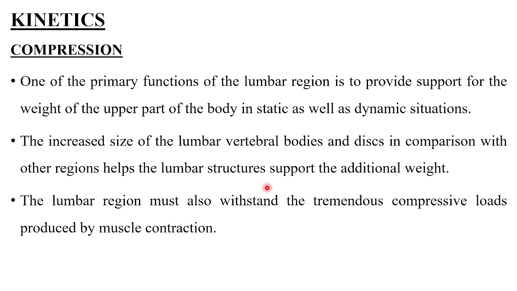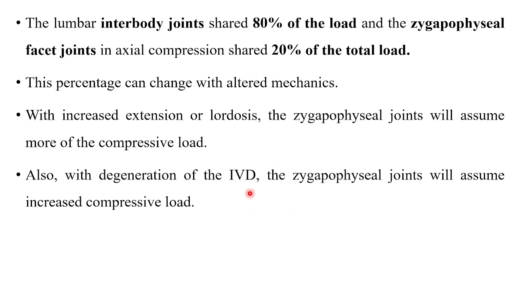Apart from this compressive force, there will be compressive load because of the muscular contraction present over the lumbar region also. The lumbar interbody joints share 80% of the load, and the facet joints in axial compression will share 20% of the load. So during axial compression, 80% of the weight bearing will happen in the interbody joints, and the remaining 20% will happen in the facet joints.